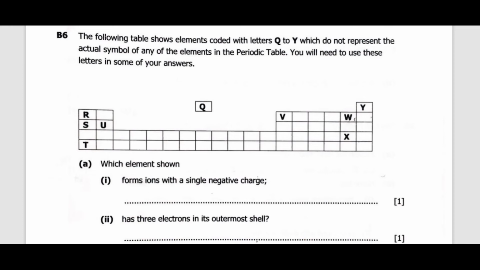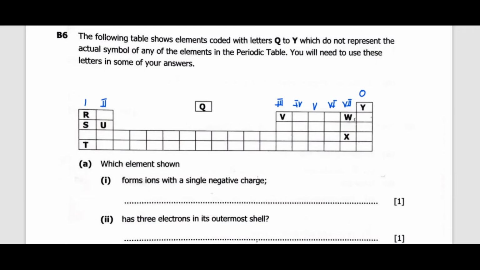Then we go to question B6. The following table shows elements coded with letters Q to Y, which do not represent the actual symbols of any of these elements in the periodic table. You need to use the letters in some of your answers. Before we look at the question, this is group 1. Here we have group 2, group 3, group 4, 5, 6, 7, then we have group 8 here.